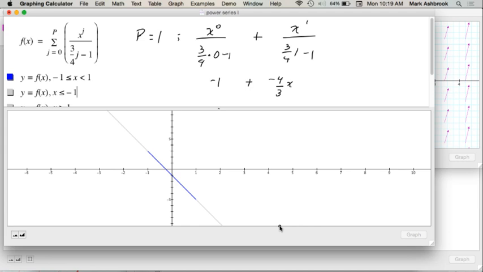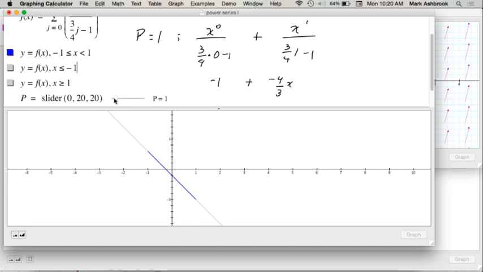And so when p equals 2, we'll get a quadratic. We'll get the first three terms. So there's the quadratic. We'll get -1 plus -4/3 x plus whatever the term is for x squared, right? And so what are we going to expect to see as we make p much larger? What are we going to expect to see? The difference between the blue and the gray. What's going to happen with the blue and what's going to happen with the gray parts of this function?